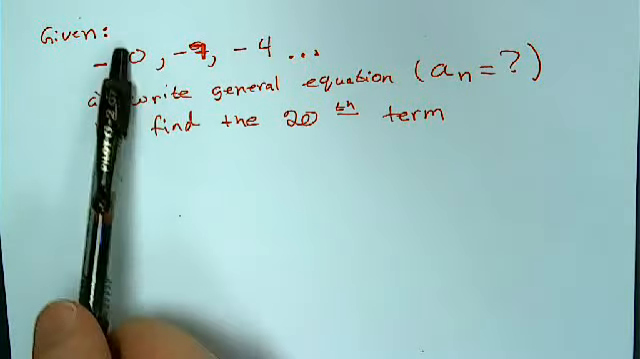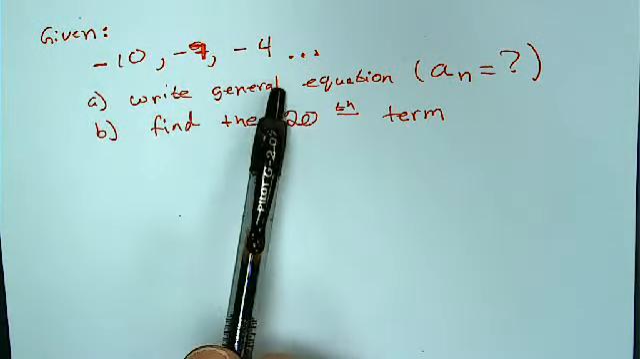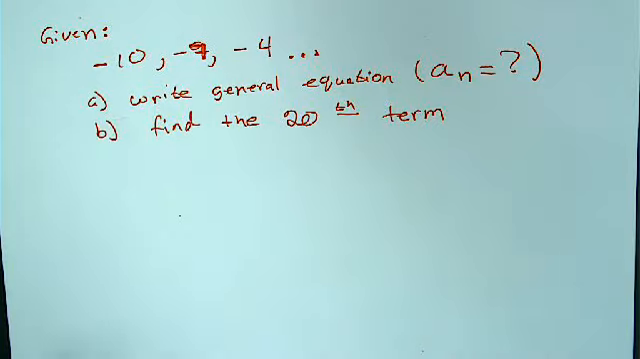So here's our sequence. Negative 10, negative 7, negative 4, and then it keeps going. First question, is this an arithmetic sequence? Is there a common difference between every term? What's the common difference? I'm adding 3 to each of these.